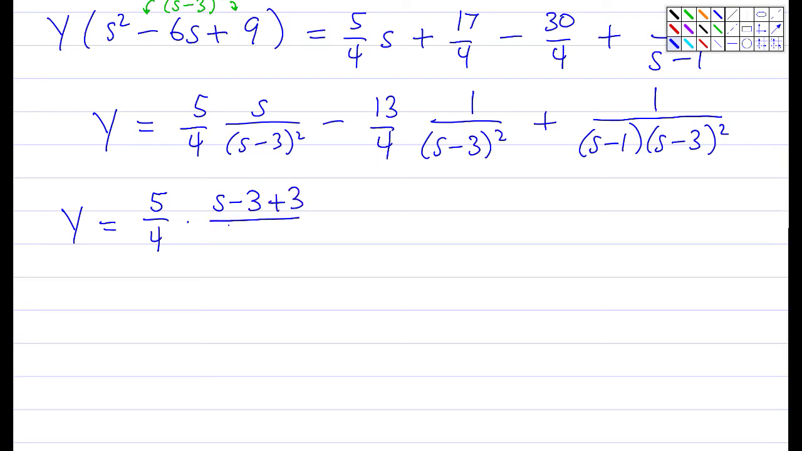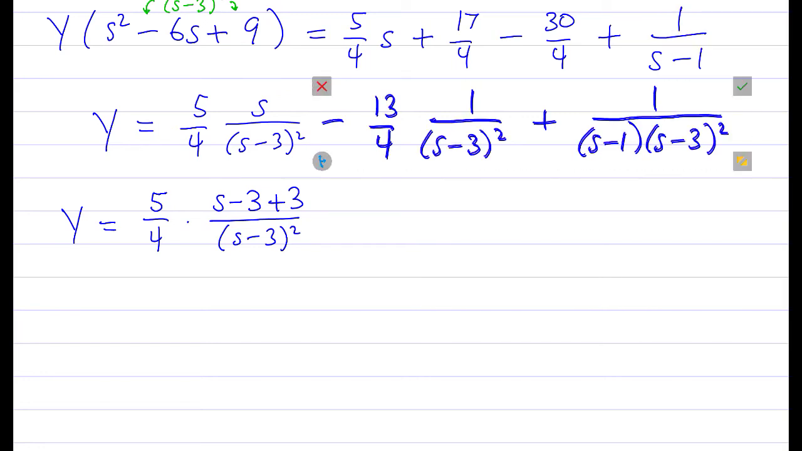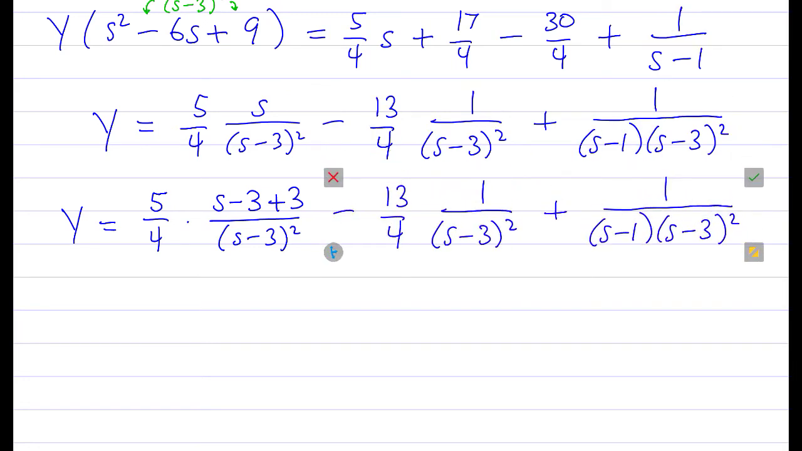I can do that for sure because I'm just adding 0. The rest of this stuff is just going to stay the same. I'm going to copy it right there. Okay, so I didn't do anything to this. I just added 0, which I can do. Why did I do that?